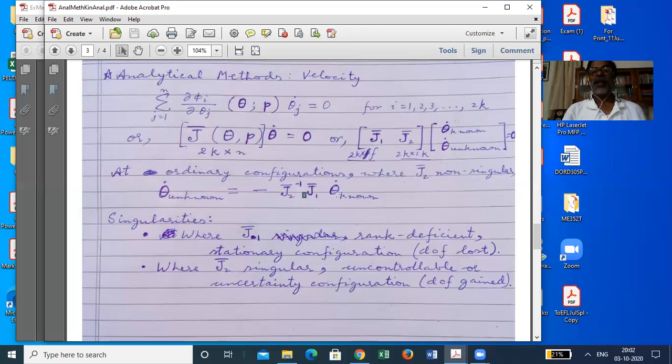You see, this will happen at some configurations where this is 0. That means that will be equations on thetas, right? So they are called stationary configurations where some degrees of freedom are lost.